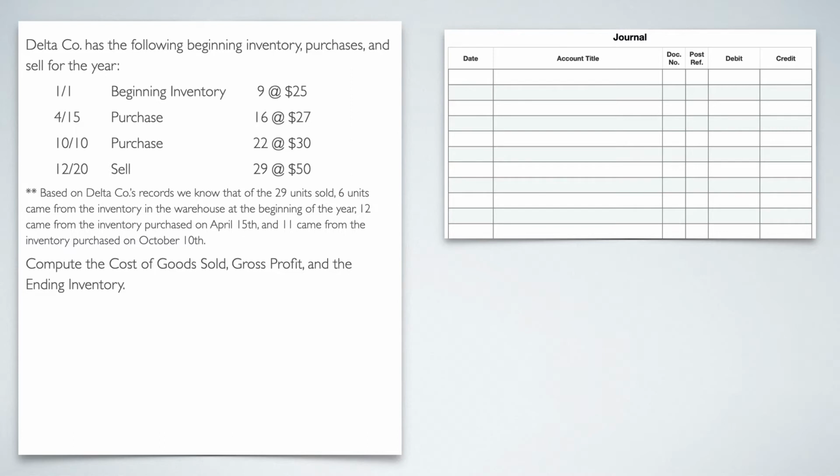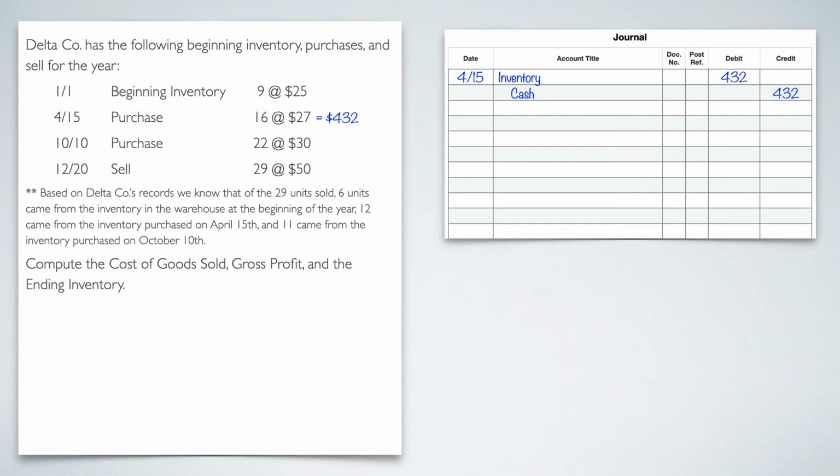So now we're going to move to April 15th, where we had our first purchase of the year, and it was for 16 units at $27 apiece. If we multiply that out, 16 times 27 gives us 432. Now we know how much it cost us in total, so we can do our journal entry. On 4/15, we increased our inventory by $432, and we decreased cash, because that's how we paid for it, by 432 as well. That takes care of that date.